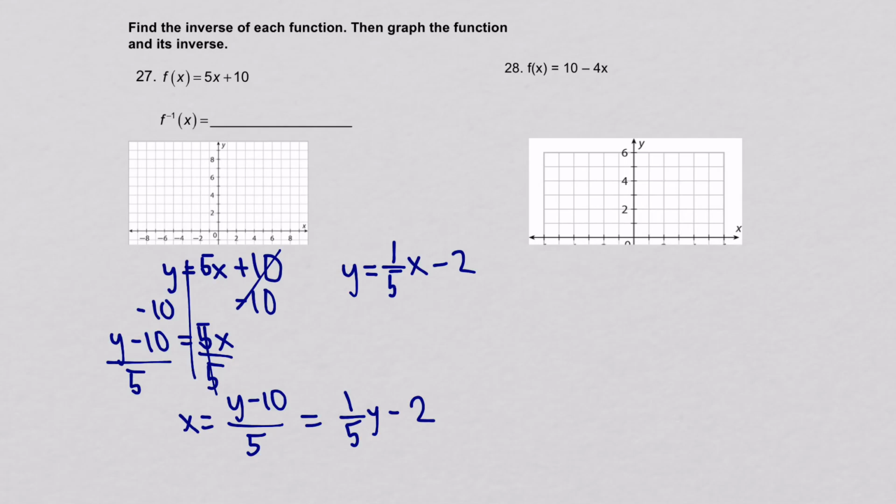That's your inverse. So I'm going to write it right here. And the final step is to change y to f inverse of x. So it's already set up for me right here. I'm just going to go ahead and write the expression 1 over 5x right there, minus 2. There you go. And now it says graph both the function and the inverse. Okay, so I'm going to go ahead and graph both.